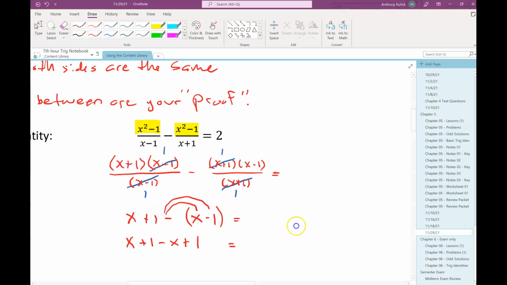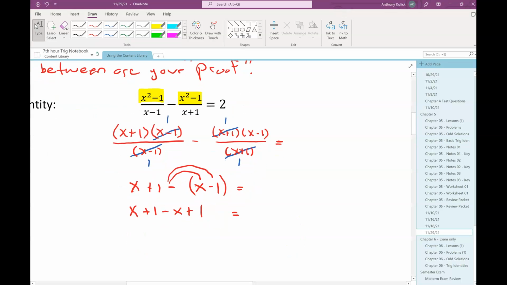Now what should we do? Jay? Good. Yeah. I have a positive x and a negative x. Those cancel out. And 1 plus 1 is just 2. And if you remember, what are we supposed to equal? 2. So we're done. That little box at the end is just your period to indicate your proof is finished.